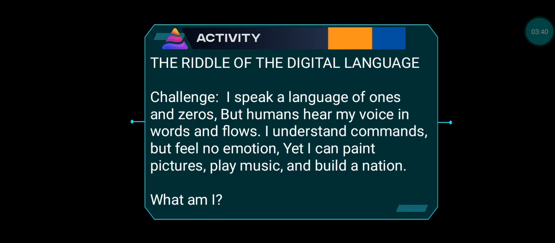On a 1/4 sheet of paper, answer this activity, which is the riddle of the digital language. The challenge is: I speak a language of ones and zeros, but humans hear my voice, words, and flows. I understand commands, but feel no emotion. Yet, I can paint pictures, play music, and build a nation. What am I?